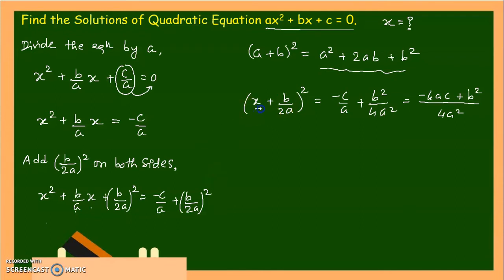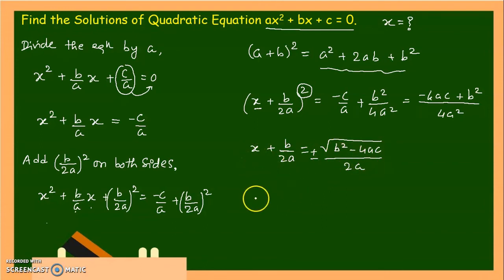Now here we want to find the value of x. So to find the value of x, we will remove this square. So it becomes x plus b upon 2a is equal to, if you take this square to the right hand side, it becomes a square root. It becomes the square root of minus 4ac plus b square, or you can write b square minus 4ac, divided by the square root of 4a square, that will be equal to 2a. So it will be x plus b upon 2a equal to plus or minus square root of b square minus 4ac divided by 2a.